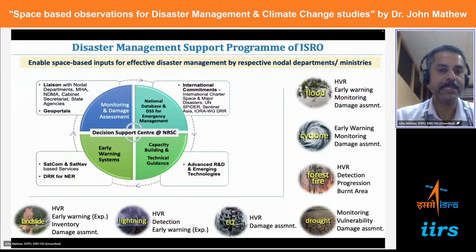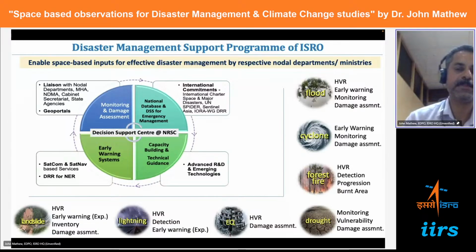Then, most importantly, the program is in continuous liaison with various central and state government agencies. For example, we are in liaison with the Ministry of Home Affairs, National Disaster Management Authority, then Cabinet Secretariat, and also various nodal departments for various disasters. I would also like to bring to your notice that the program has commitments with various international forums, which have common goals of providing space-based support for disaster management.